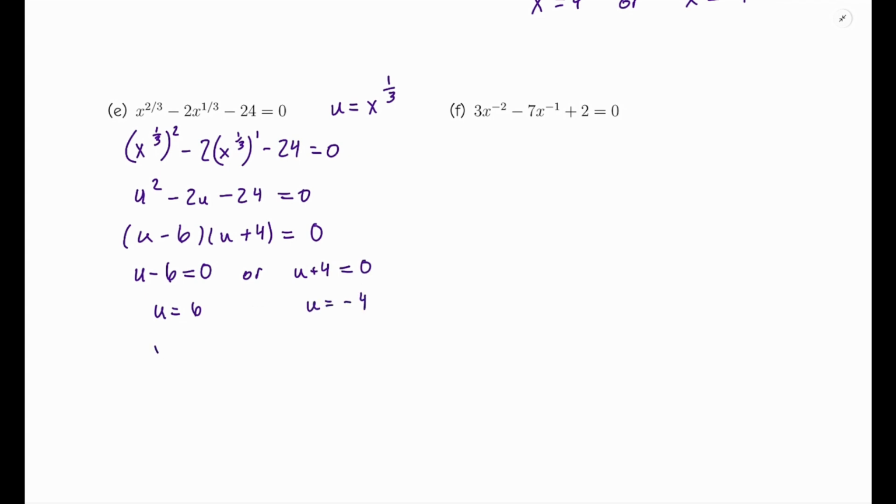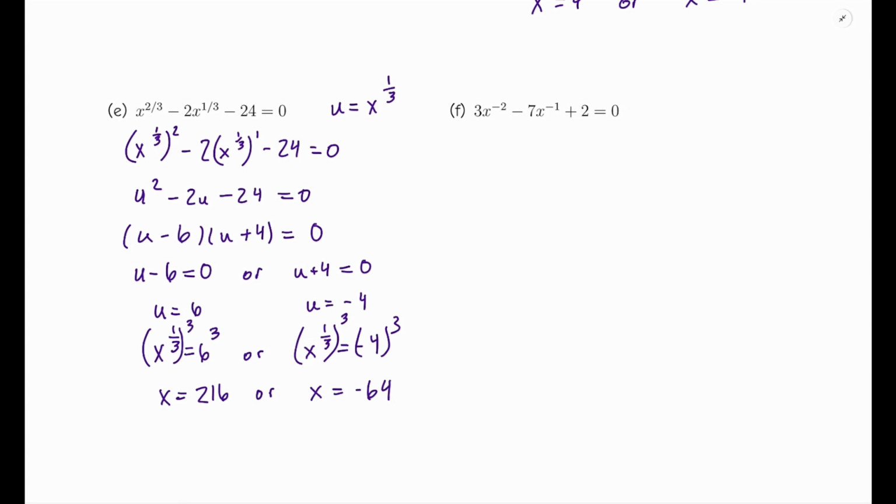Plug the x back in, we get x to the 1/3 equals 6, or x to the 1/3 equals negative 4. To solve for x, raise both sides of both equations to the third power. So we get x equals 216, or x equals negative 64.